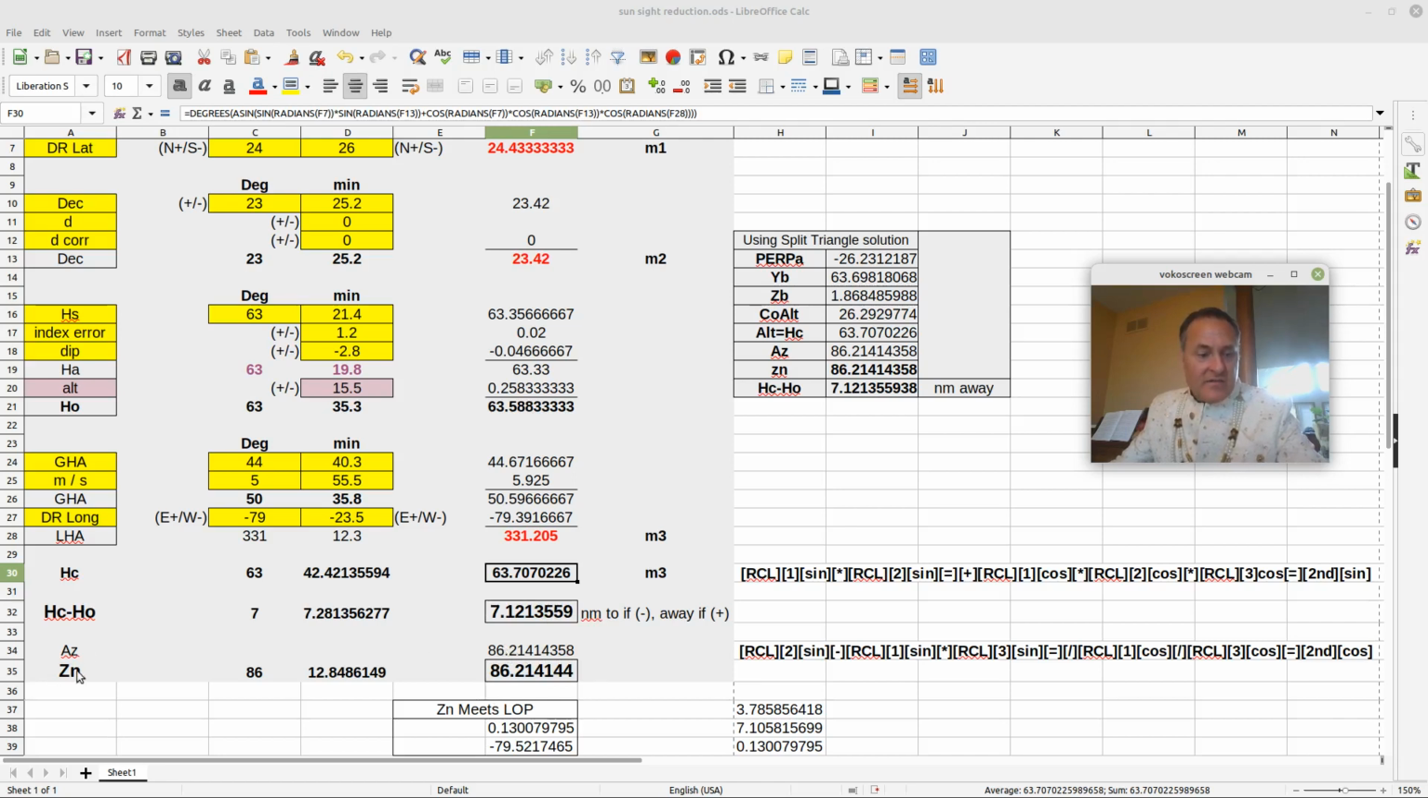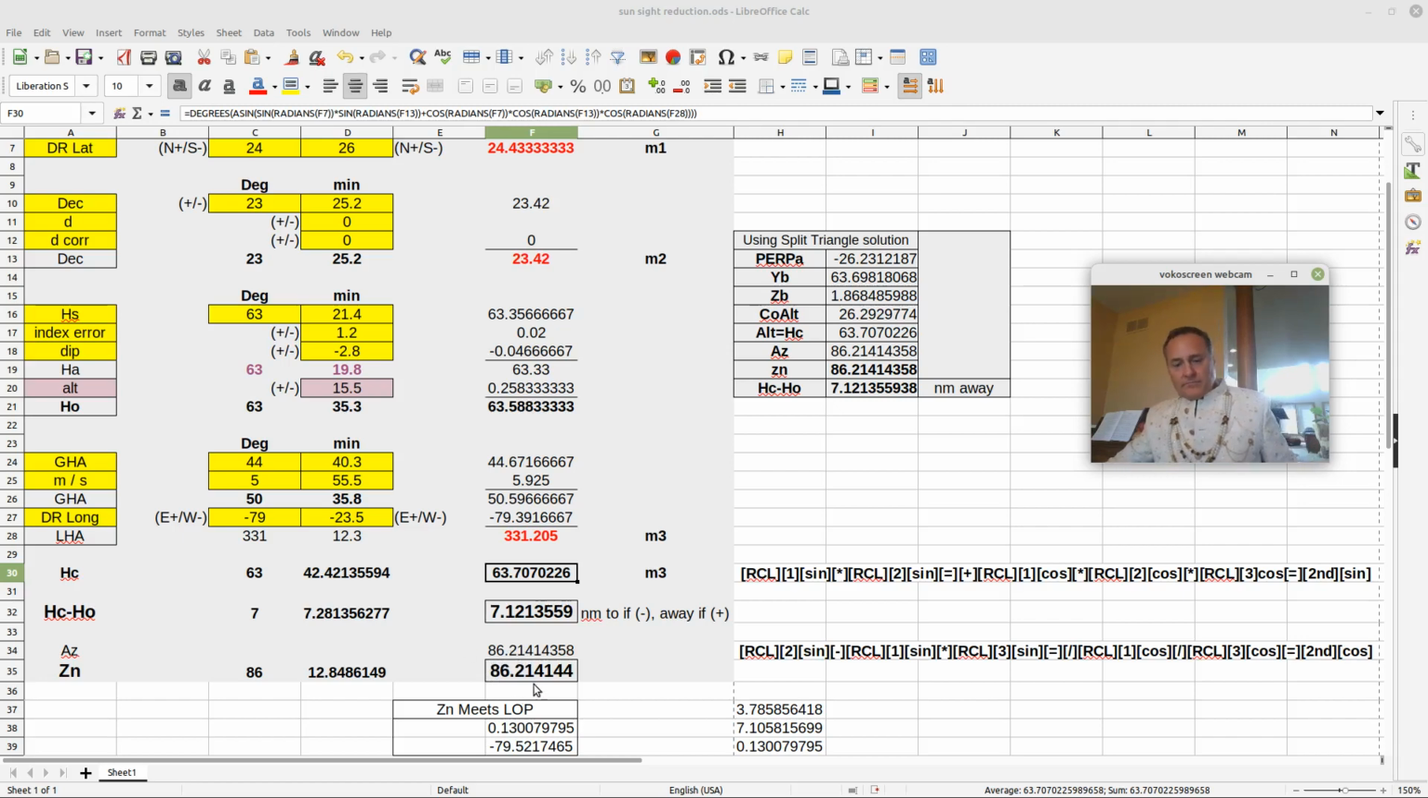And I discover the zenith by recognizing that if the boat is in the lower right-hand corner, then the zenith is 360 minus the azimuth, and if it's in the lower left-hand corner of the triangle, then the azimuth equals the zenith. Turns out this is the case here for this setup.